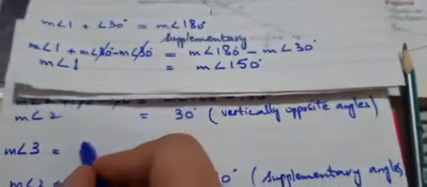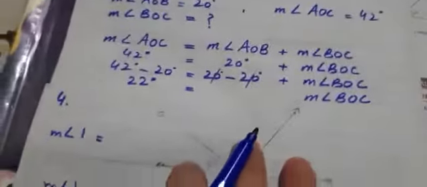So we can mention it here, that it is 90 degrees. In this way we have solved our three angles. Angle 1 we have found, which is 150 degrees. Angle 2 we have found, and angle 3 we have found. Thank you, students.